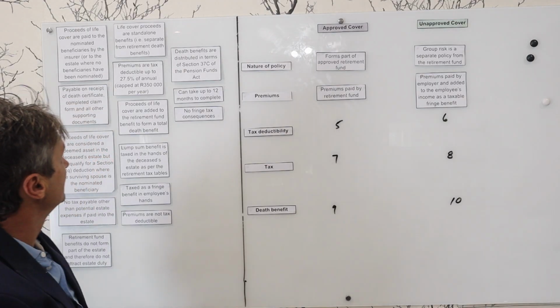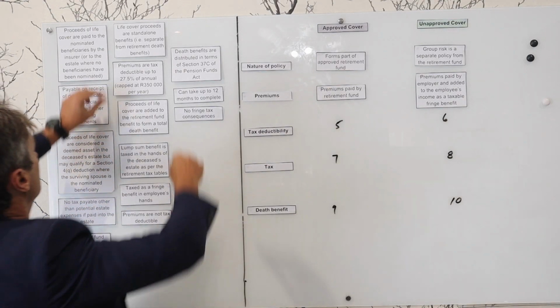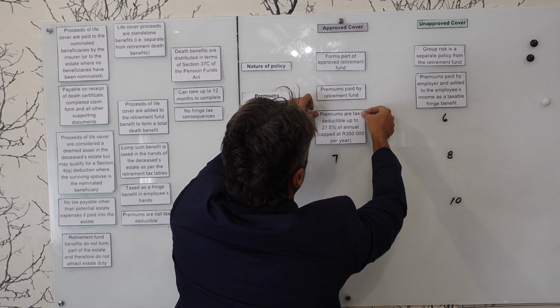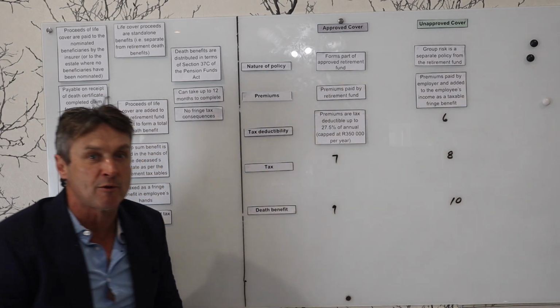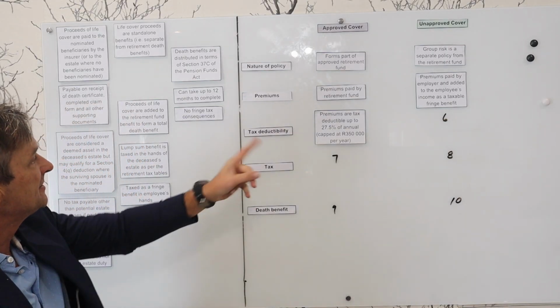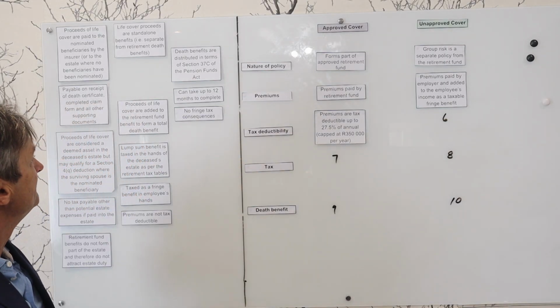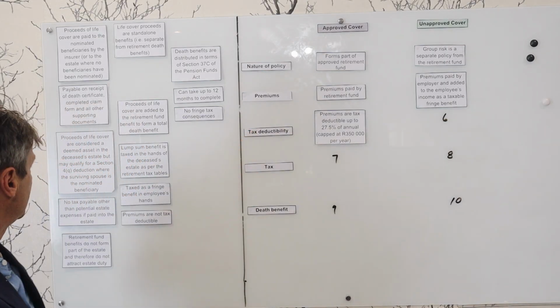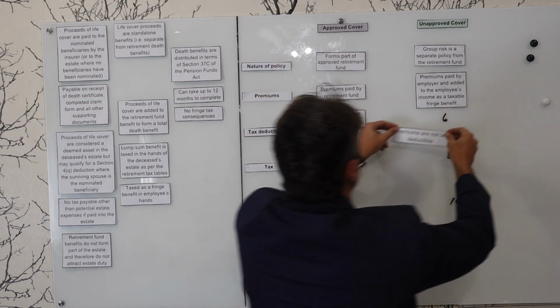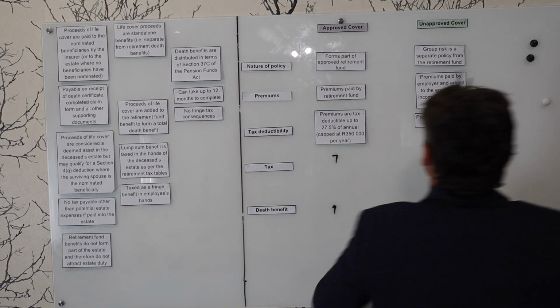Number 5, tax deductibility. So we know that under the approved cover, a member can deduct up to 27.5% of his or her taxable earnings. Number 6, the tax deductibility for the unapproved cover. Premiums are not tax deductible in the hands of the member.